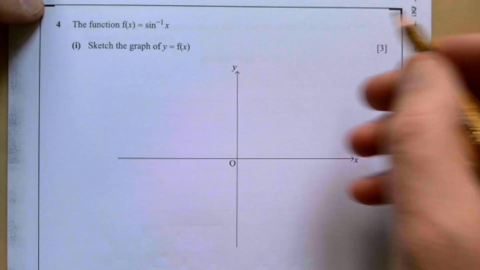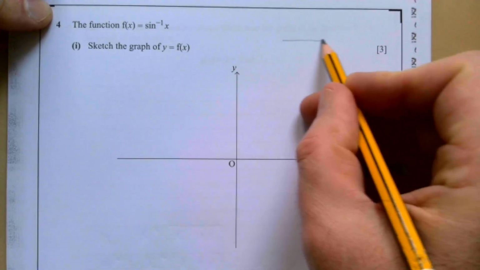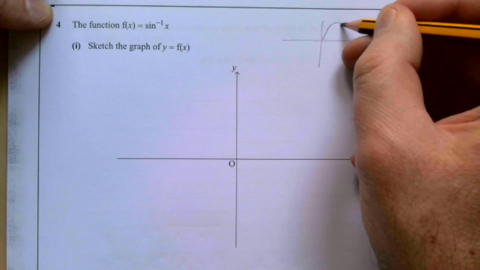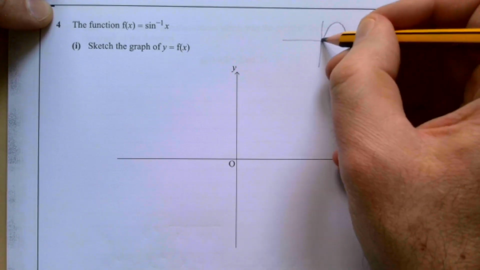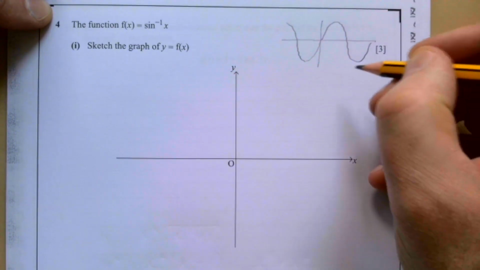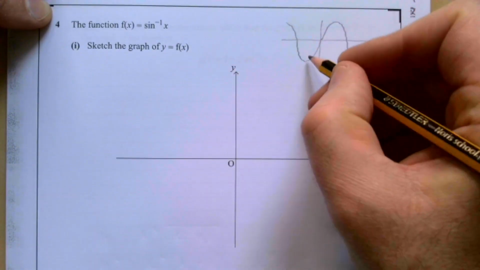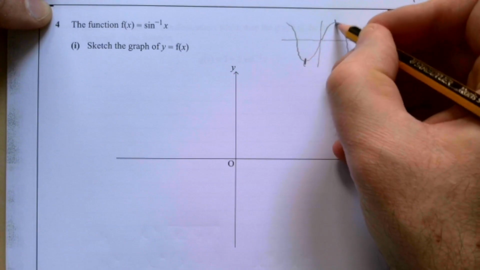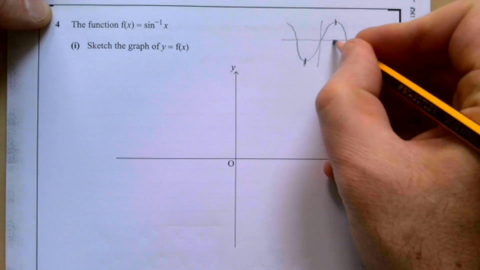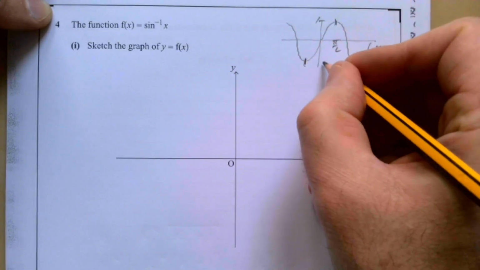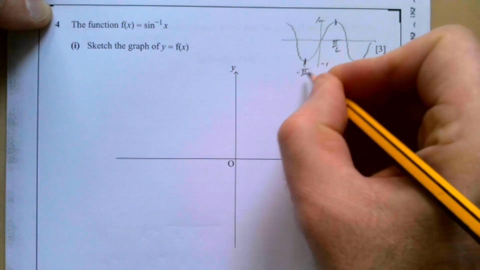You may be familiar with these, but this is a wee reminder of where we're getting this from. If you draw the graph of sine x, it looks like that, and then it heads in that direction. We can't have it being anything other than one-to-one, so we cut it off there and there. That's pi over 2, that's 1. This is the graph of sine x, by the way. This is minus 1 and minus pi over 2.